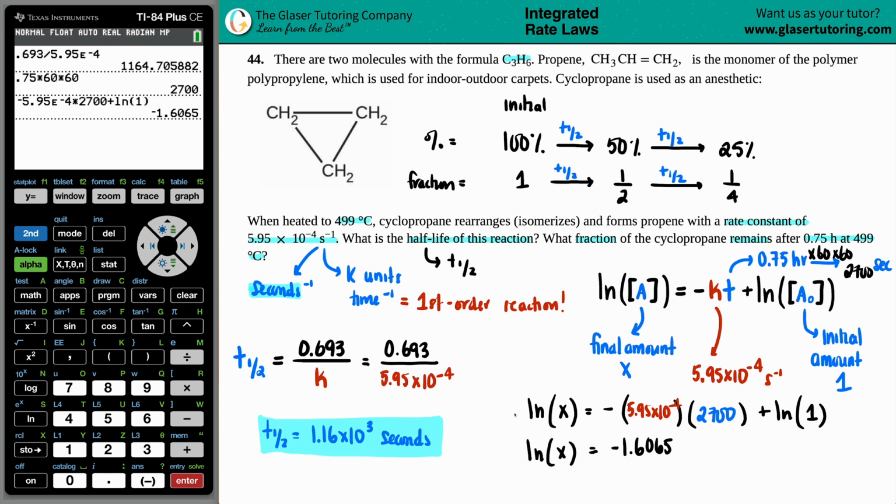So we have to do the inverse. That's e to the. E raised to the ln are inverses of each other, so they cancel out. But whatever you do on one side, you got to do on the other. I'm going to say second, raise e to that value. And now I get this. So x equals 0.201, very close to 0.2.